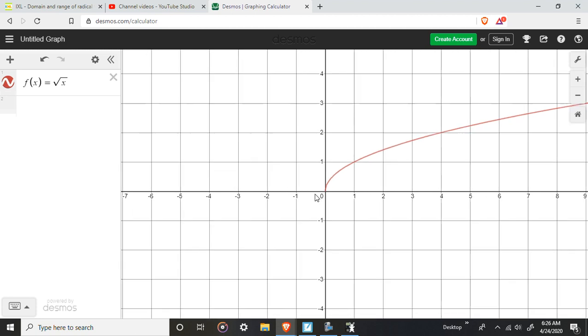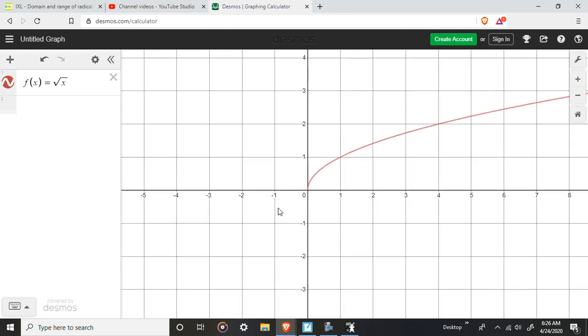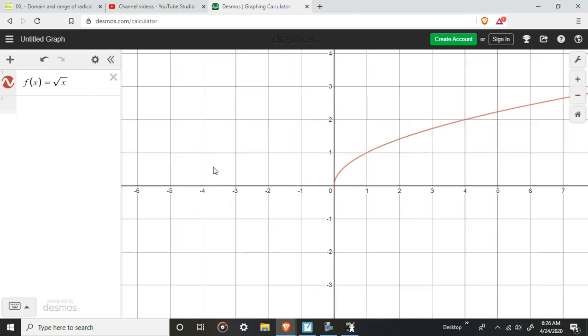Domain and range are pretty much going to tell you what are your possible x values that you can plug in and what are your possible y values that you can get out. Now this is the parent function. We'll go over specific stuff about all these different types of functions next week. I just really want to talk about the domain and range.